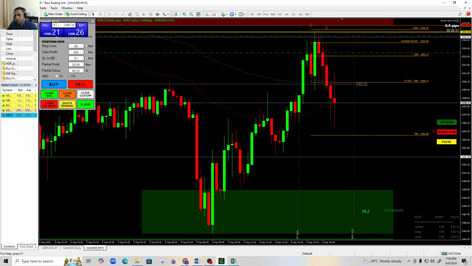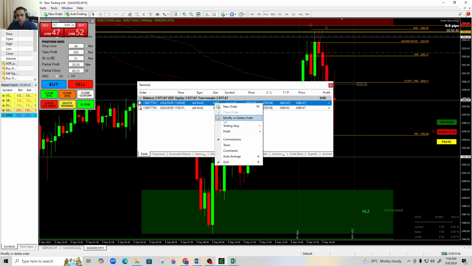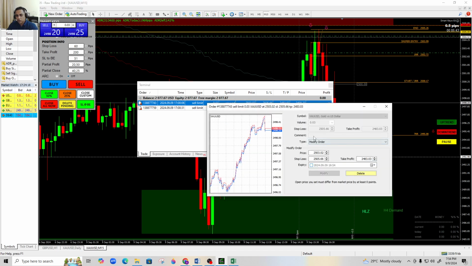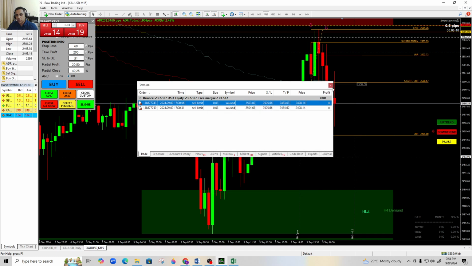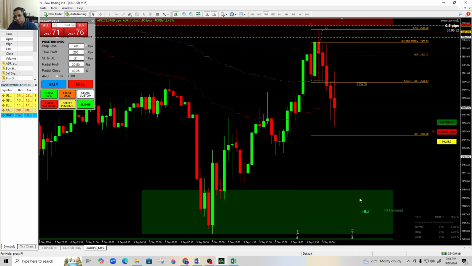You would right click on the position. Your trade would be active here. You would right click and go to modify or delete order and you would close the position, the amount of lot size that you need to, right? And then whatever is left, I would let it run to the opposite H4 demand zone.